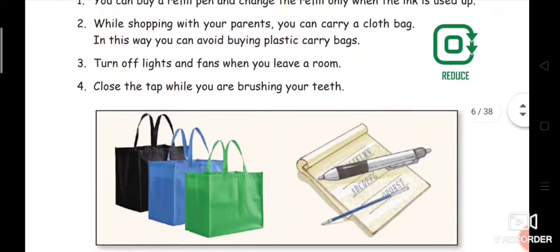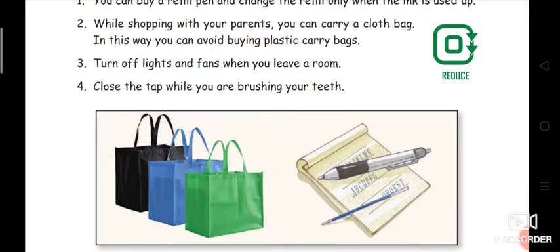Third point, turn off lights and fans when you leave a room. So by turning off lights and fans, we can conserve energy, right? So we have to turn off the light and fan when we leave a room. Okay, it should not be running all the time.